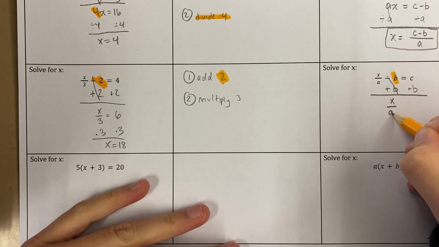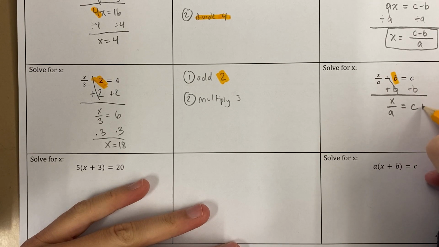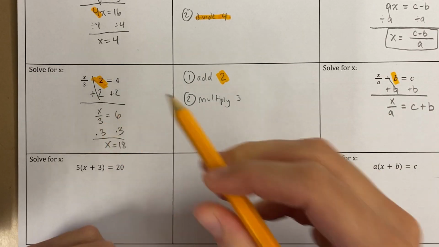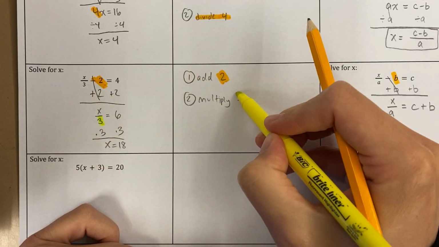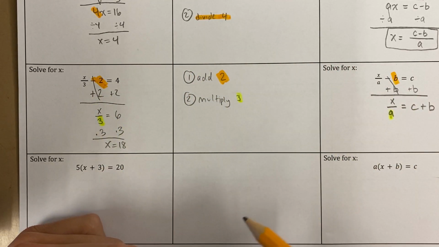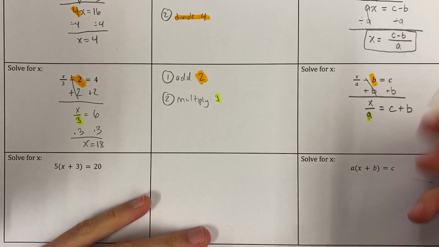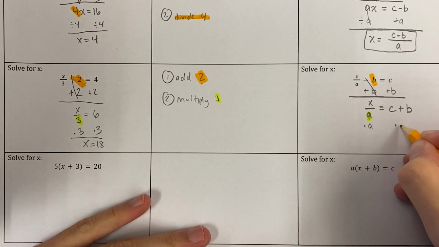I'm going to bring everything down. This is C plus B. Now I'm multiplying by 3. I'm multiplying by this number that's in the bottom because that's the number that's being divided by. So over here on this side, I'm going to multiply by A.